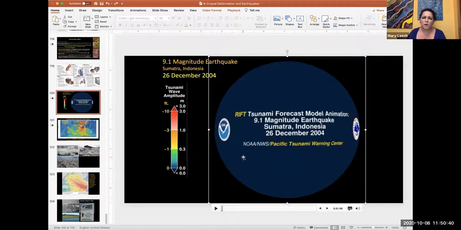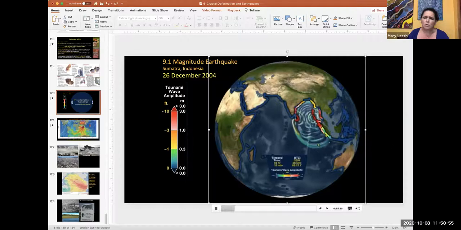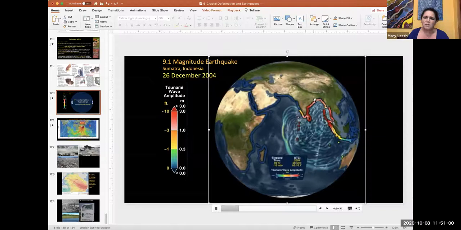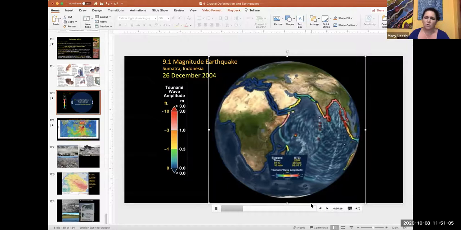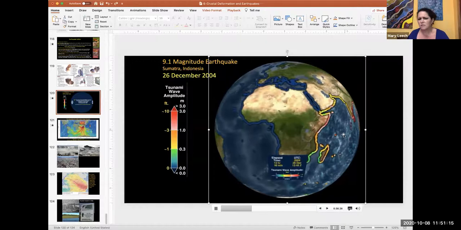This shows the Indian Ocean and the wave that was generated during that earthquake. It shows you the long section of fault that was broken. And everywhere there's a coastline that has a red line, they had over 10 feet of water come on shore. There was a lot of water even in Eastern Africa, along Somalia's coast, along Madagascar and some of these islands.